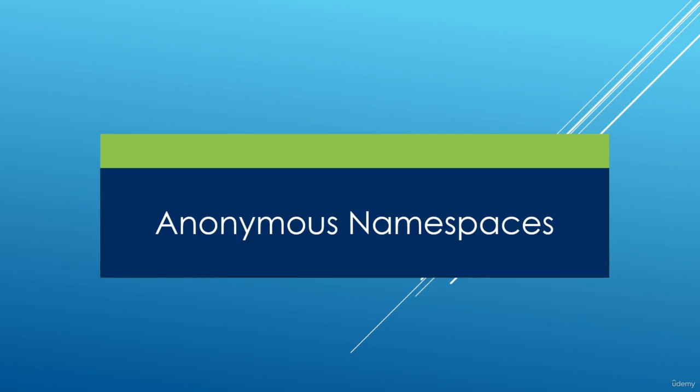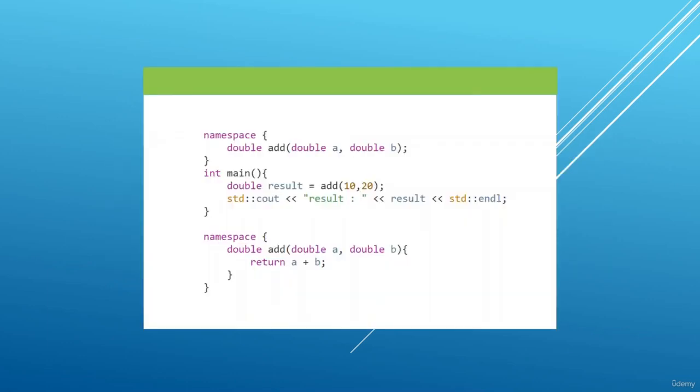In this lecture, we're going to learn about anonymous namespaces. These are namespaces that don't have explicit names in our code. Here is a simple example of how you can do that. You just say namespace, you put the curly braces here, but you don't specify the name for the namespace.